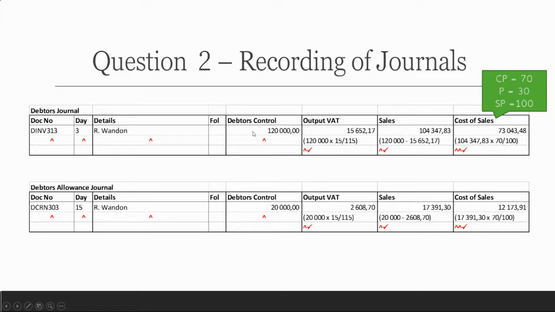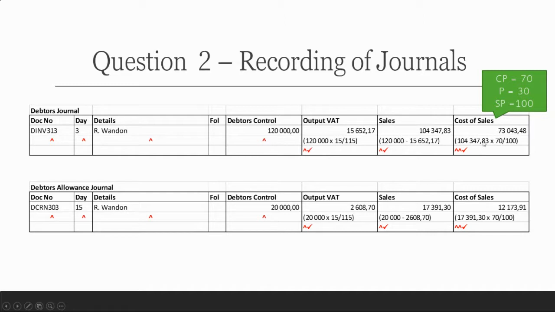And then sales would have been the difference between your debtors control and the output VAT you've calculated. Now, if you've calculated the output VAT incorrectly, we would have given you a method mark for the sales, but it would have only been about a half a method mark. You would have received the 1.5 if it was correct.